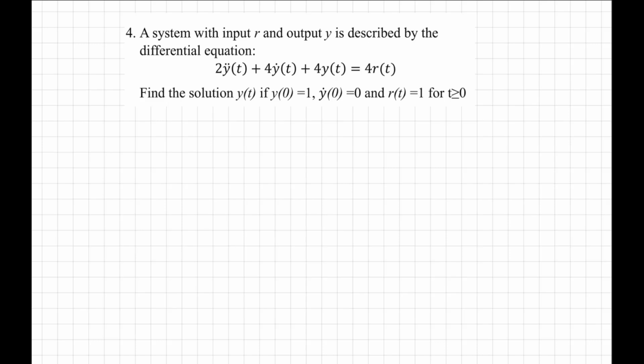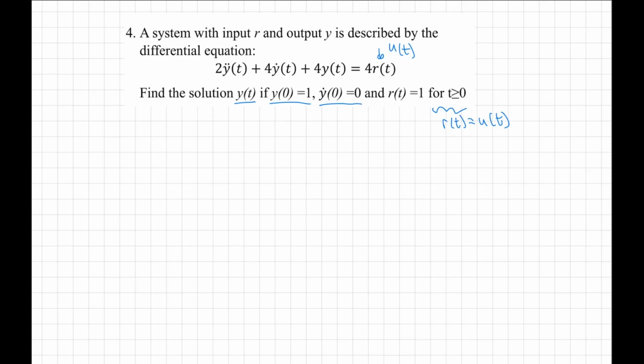2y double dot plus 4y dot plus 4y equals 4 times R of t, where R of t is 1 for t greater than 0. So that's the same thing as saying that R of t equals U of t. So we throw in U of t here. And then we want to find the solution of Y of t given Y of 0 is 1 and Y dot of 0 is 0.